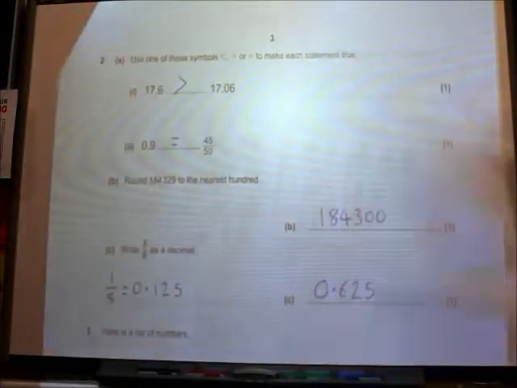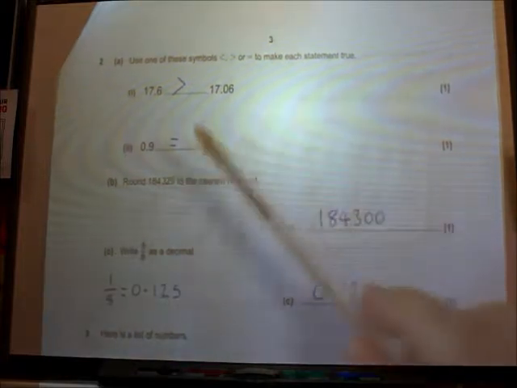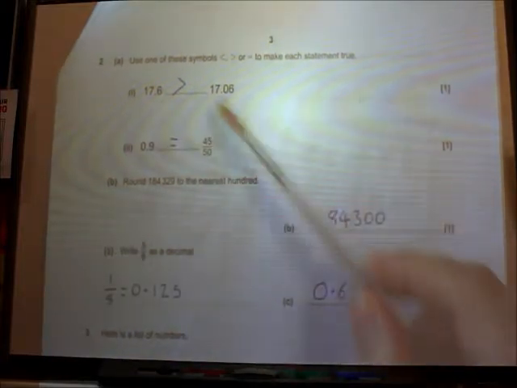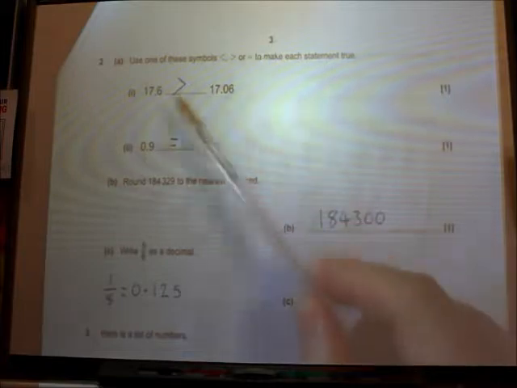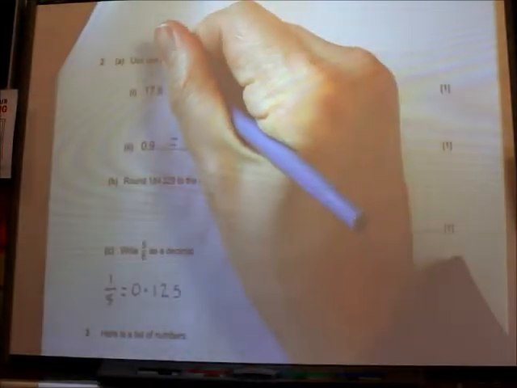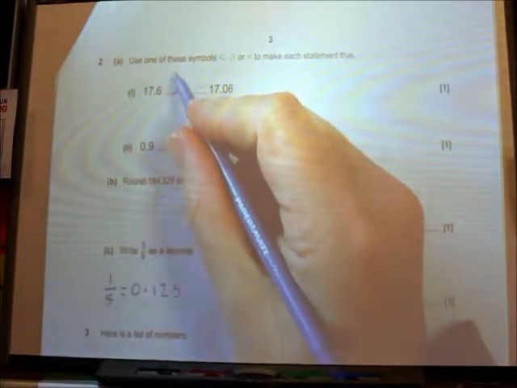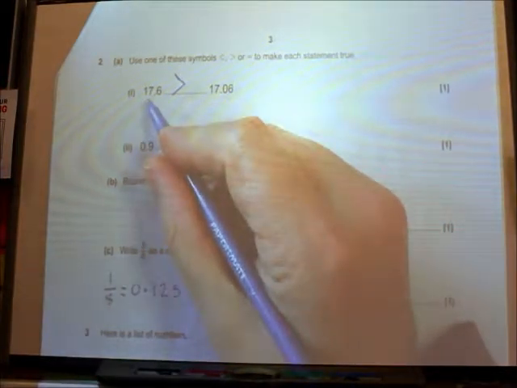Moving on, question number 2. Use one of these symbols to make each statement true. Well, 17.6 is greater than 17.06. So the way I remember it is the fat end of it, the bigger end of it, is aimed towards the bigger number. So that's why it goes that way around, because this number here is bigger.